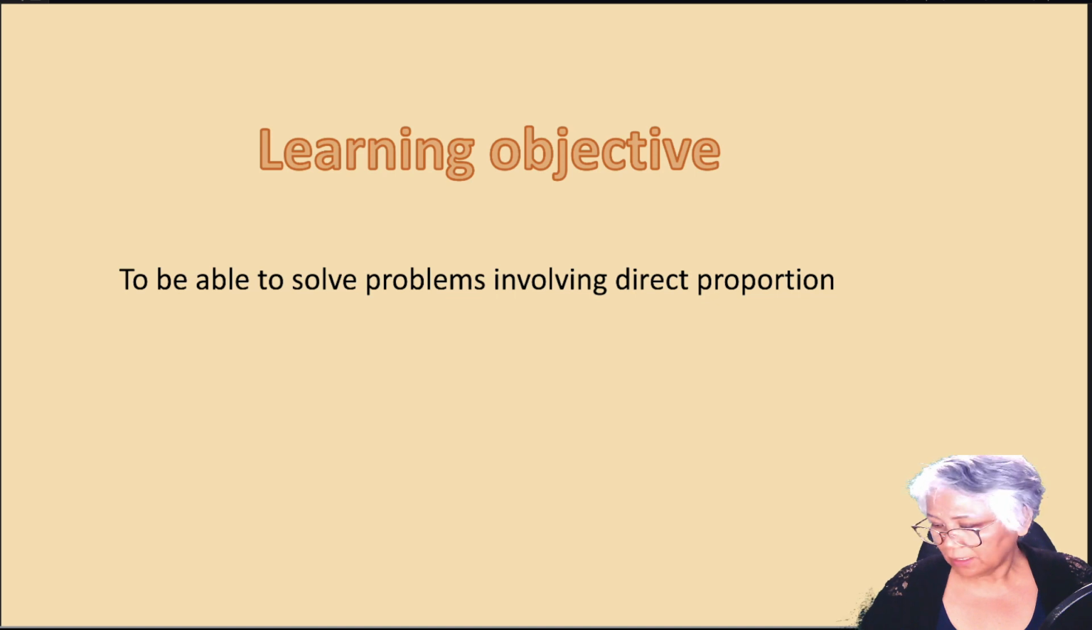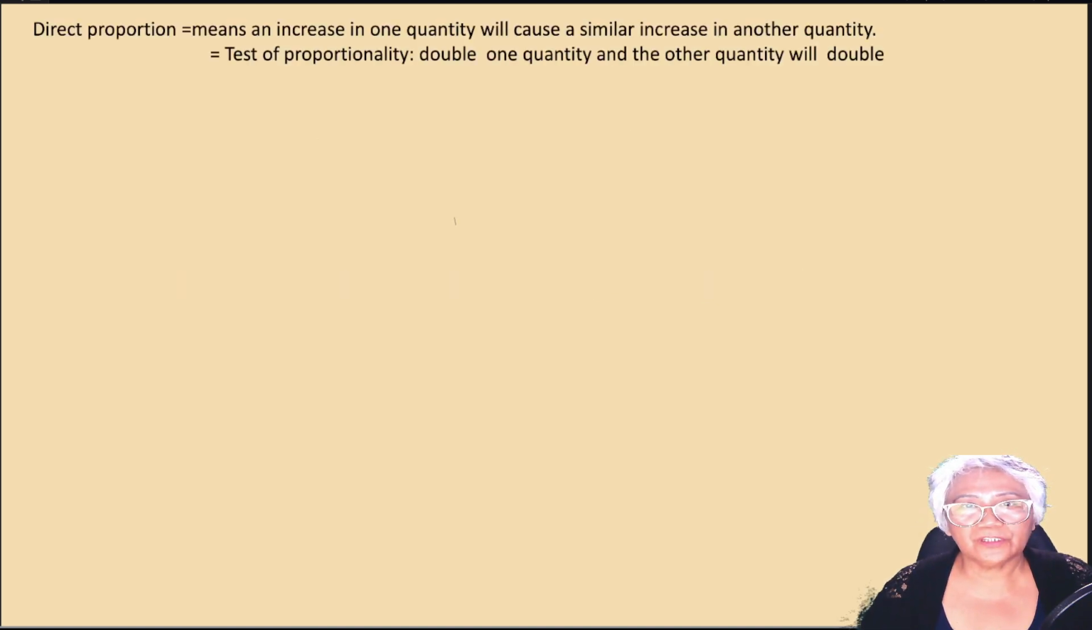Okay, let's start with the definition of direct proportion. Now, what does it mean when we say direct proportion? It means an increase in one quantity will cause a similar increase in another quantity. So if one quantity is doubled, the other is also doubled. That's the test of proportionality.